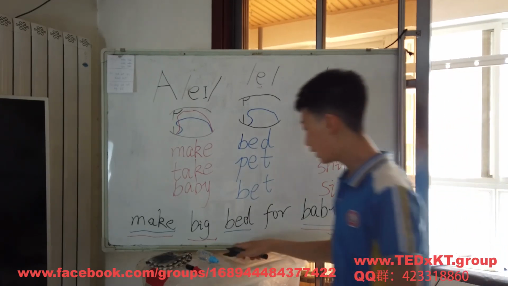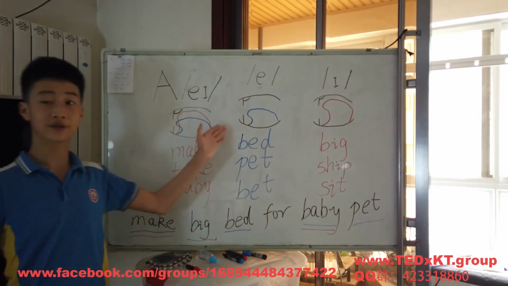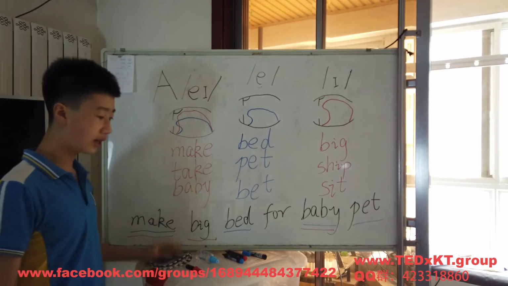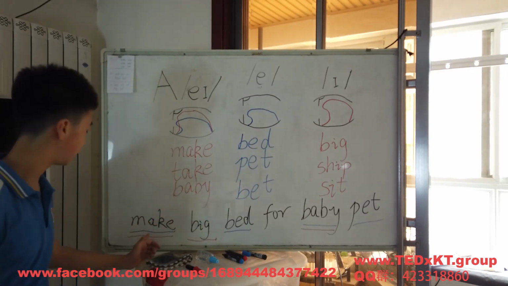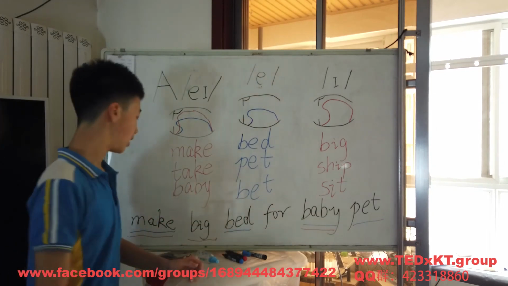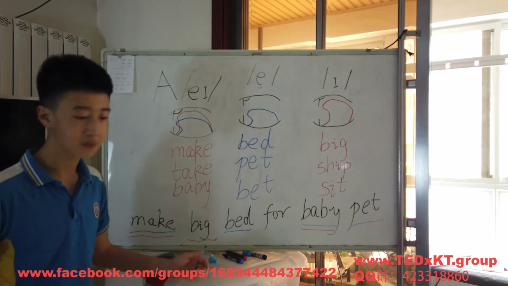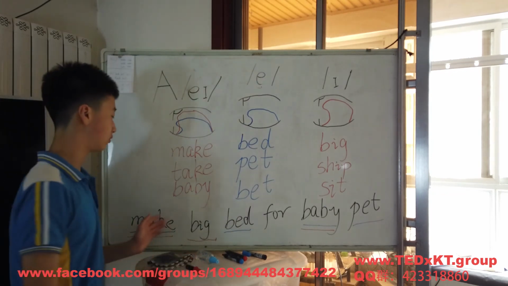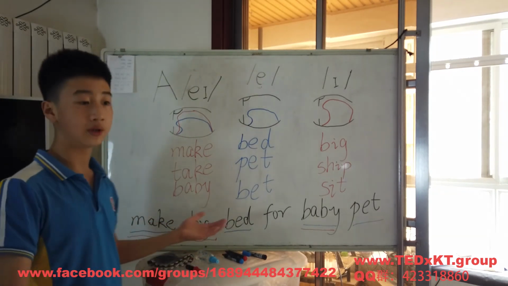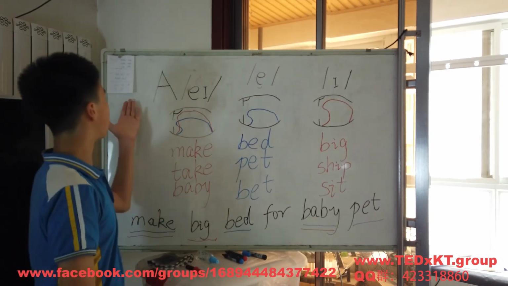So just repeat the sentence over and over again until you get the hang of these three phonemes, and of course the words accordingly. Make big bed for baby pet. So repeat after me. Make big bed for baby pet. Now that you know how to pronounce these, that will be the end of our lesson. Until next time. And next time I'll talk about B.